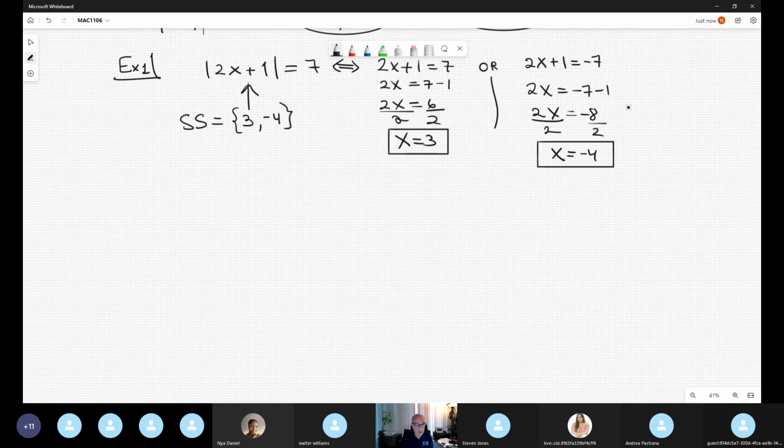We have another example that brings a new situation. Suppose absolute value of x plus 3, plus 5, equal 12.